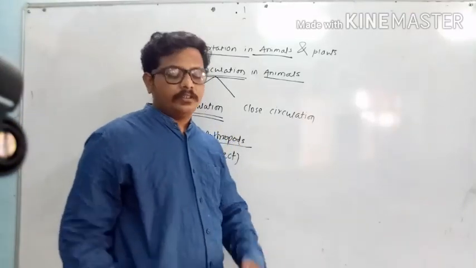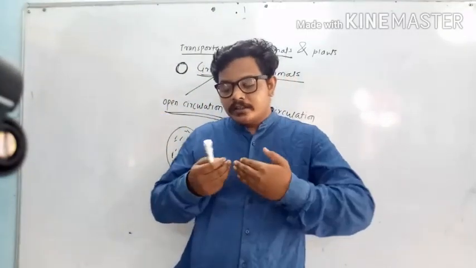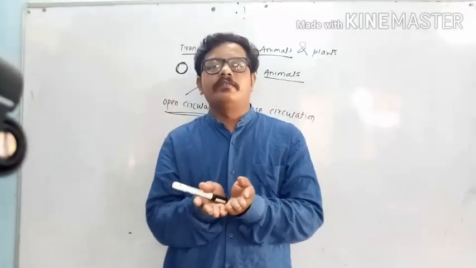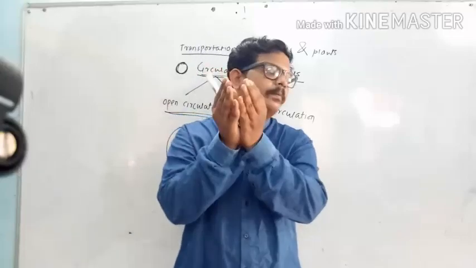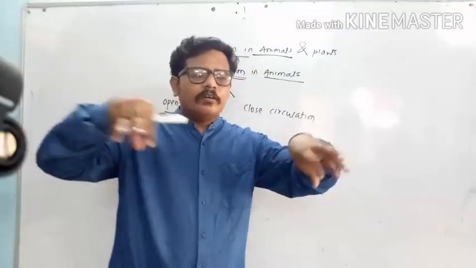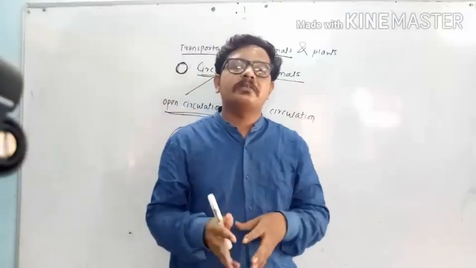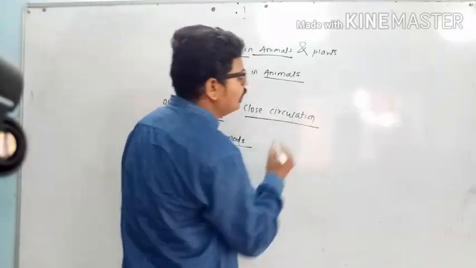Open type of circulation, in which their body fluid, their circulating fluid, continuously flows throughout the body without blood vessels. This blood does not flow through the blood vessels. It flows directly and randomly throughout the body, in the different chambers or sinuses of the body. Okay. Now, what is a closed circulation?